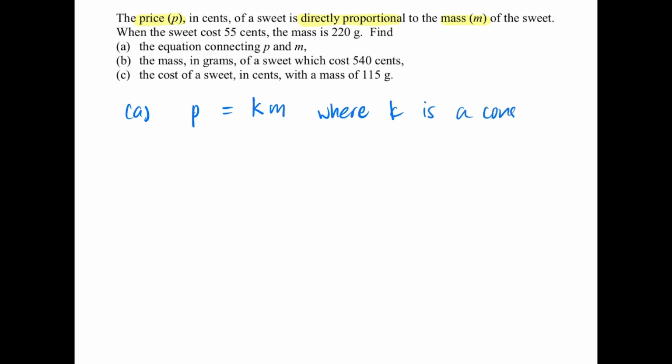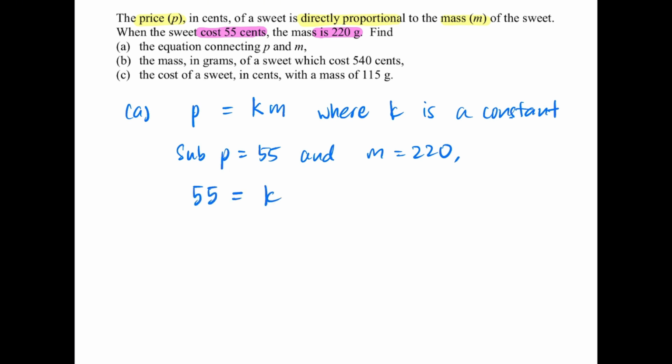Okay, so this constant again means that it is a fixed number and you need to find it. So how can we find it? Let's look at the next piece of information given to us. The sweet costs 55 cents and the mass is 220. So this is trying to tell you that P is 55 and M is 220. So we can substitute this into our equation, the mathematical statement that we have written. Alright. And now we can find K.